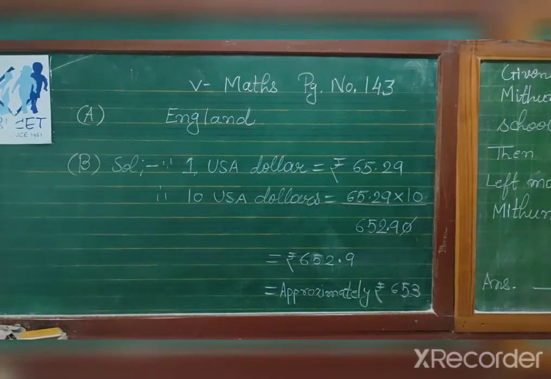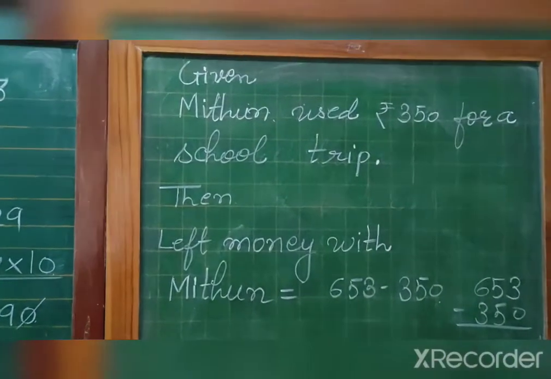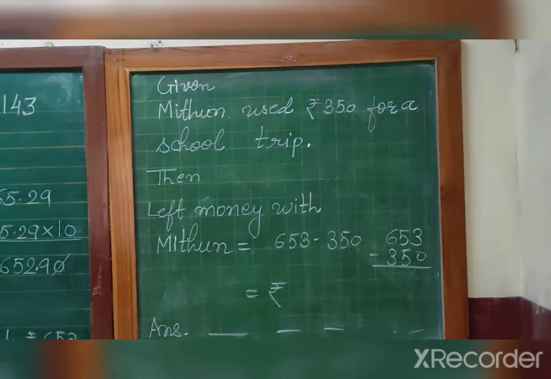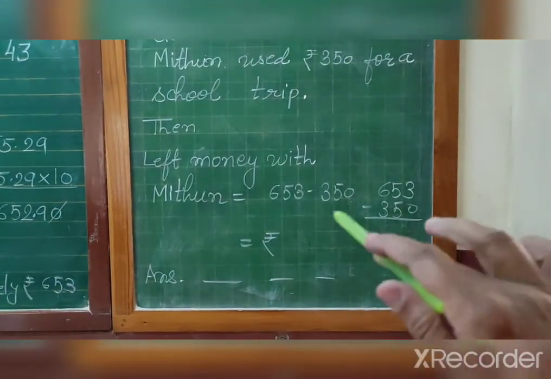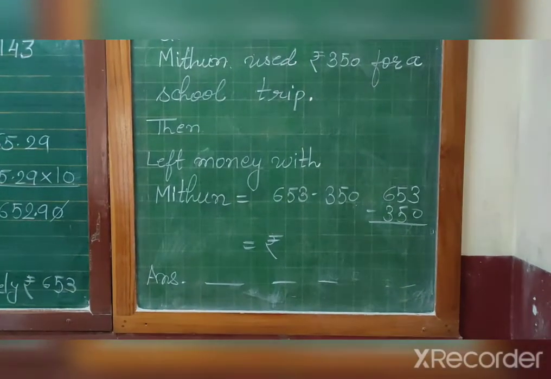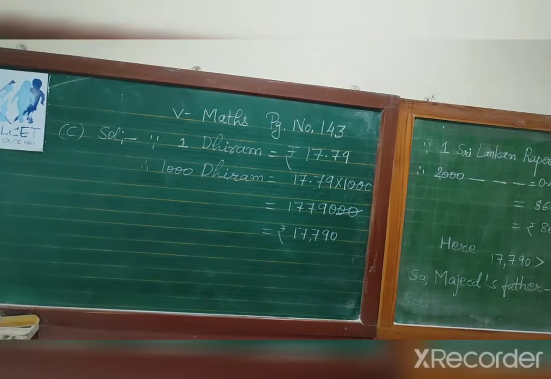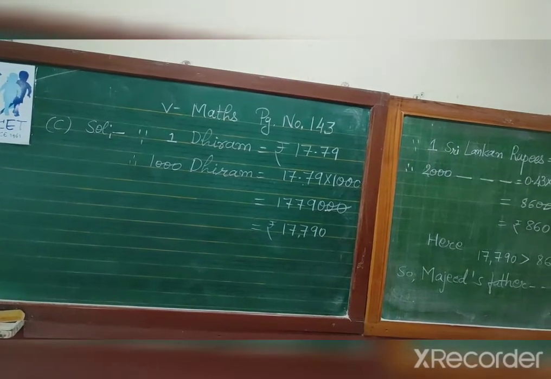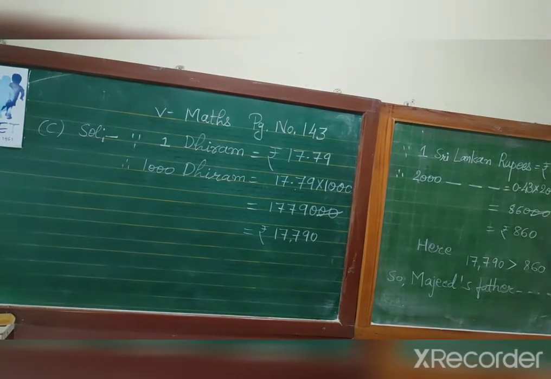653. Now given Mithun used rupees 350 for a school trip, the money left with Mithun is equal to this subtraction. You will show the method here, and here you will write the answer, and in the statement form also you will write the answer. Next question is, Majid's father is working in UAE. He gets 1000 dirham as salary. Arun's father, who is working in Sri Lanka, gets 2000 Sri Lankan rupees. Who gets more Indian rupees as salary?